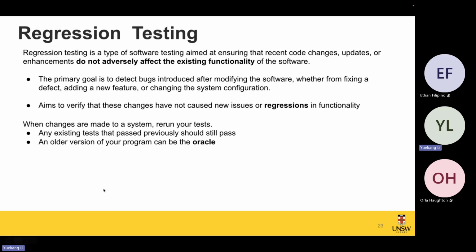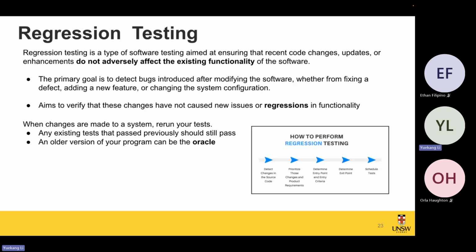So the output of the older version of the program is automatically the oracle here. So this is regression testing. It's more like differential testing done on different versions of the same program. It's kind of like that.